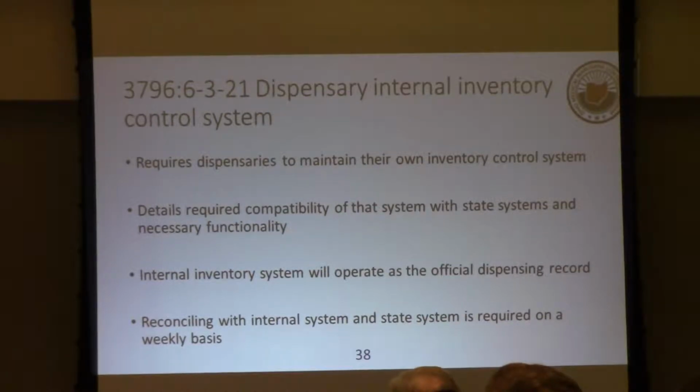Dispensaries are going to be required to maintain their own internal inventory control system. And this is really a business solution that's separate from the regulatory solution that you see in the seed-to-sale tracking system. This rule requires dispensaries to maintain that inventory control system. It details the required compatibility of that system with state systems and the necessary functionality. An internal inventory system will operate as the official dispensing record for the dispensary. And then reconciling the internal system with the state system is required on a weekly basis.